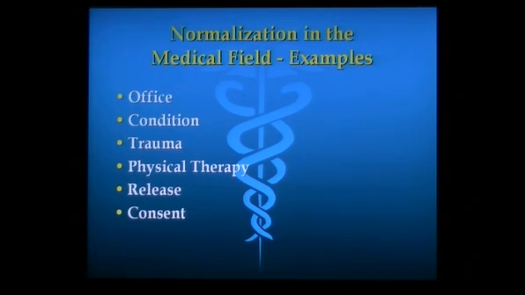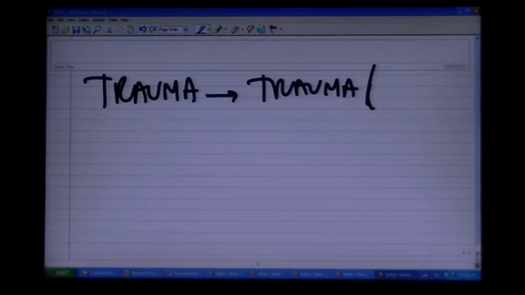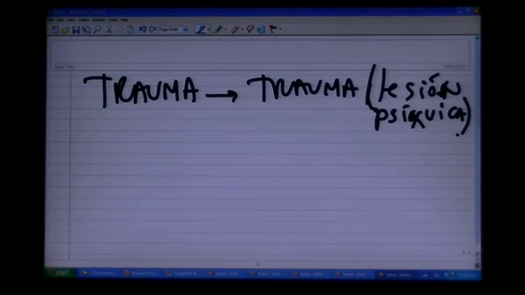So let's just talk about this one. The word trauma could have two translations. Trauma in Spanish is known as una lesión psíquica. This is another thing that we have in Spanish. When we are talking about the mind, the mind has some type of disease or something, we have one translation. When we talk about the body, we have a different translation.